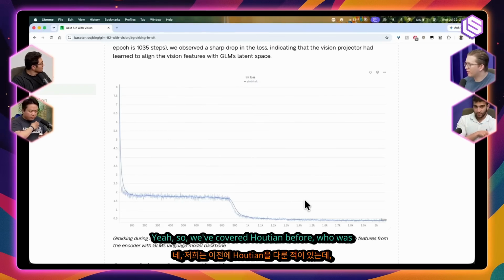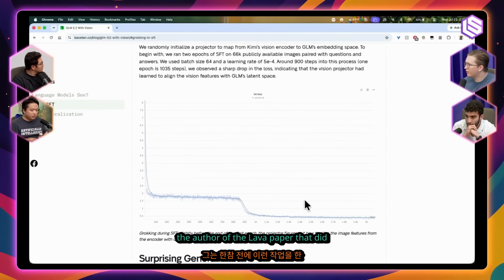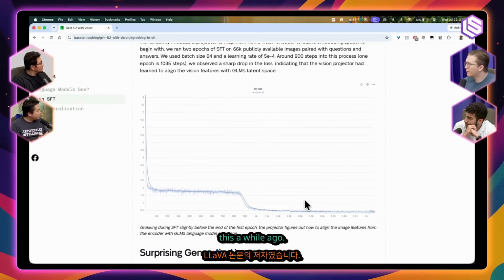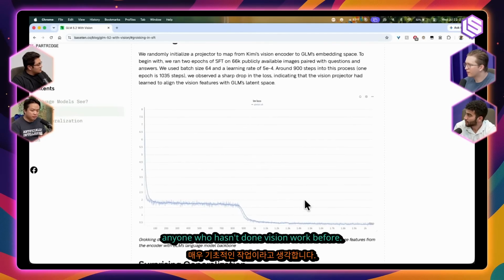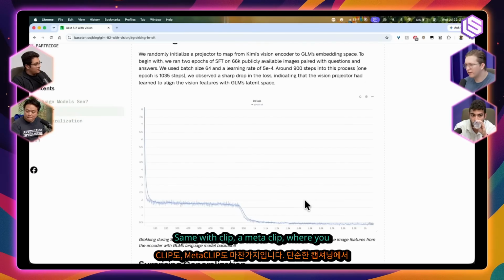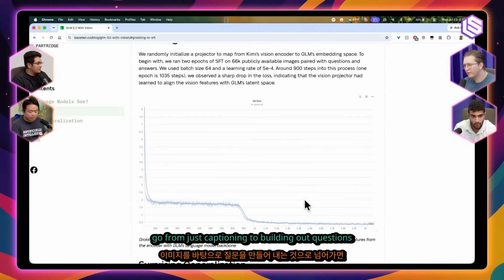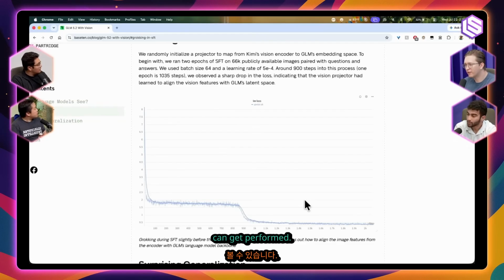Yeah, so we've covered Hao Tian before, who was the author of the LLaVA paper that did this a while ago. And I think that's very foundational work for anyone who hasn't done vision work before. Same with CLIP and MetaCLIP, where you go from just captioning to building out questions off the image and how much better you can get performance.